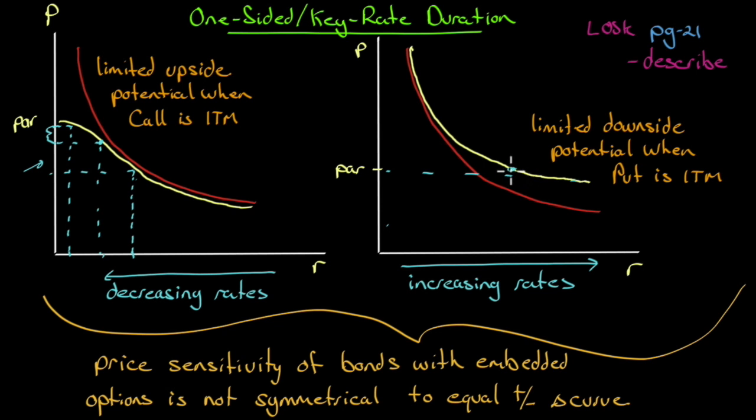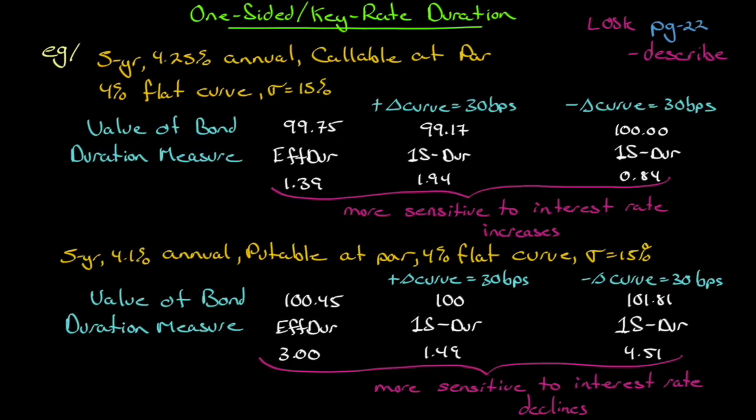If we take a given point here, the slope of the curve here is much lower than the slope of the curve on this side. So you're going to end up with asymmetrical measures of duration. You have limited downside potential when the put is in the money. The price sensitivity of bonds with embedded options is not symmetrical to equal increases and decreases in the change of the curve. So let's have a look at a couple of examples and see how that plays out.